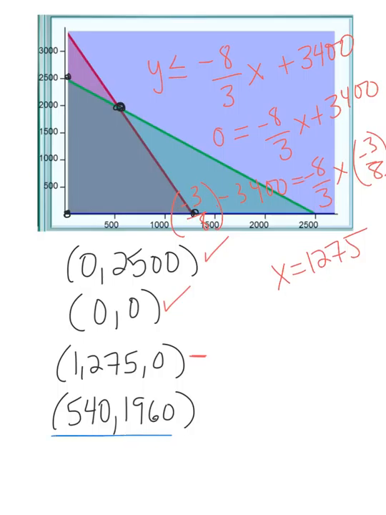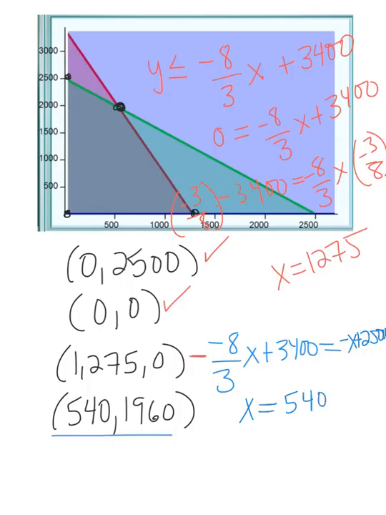The second point down here we need to determine because it's where this red and green line are intersecting. So it's where negative 8/3 x plus 3,400 is equal to negative x plus 2,500. So we can go through and solve that, and you'll get that x is equal to 540. You can take that 540, and again, you can plug it back into either the left equation or the right equation, and you'll get that y is 1960. So that's where those 4 points are coming from. We need to take those points and plug them back into the function.